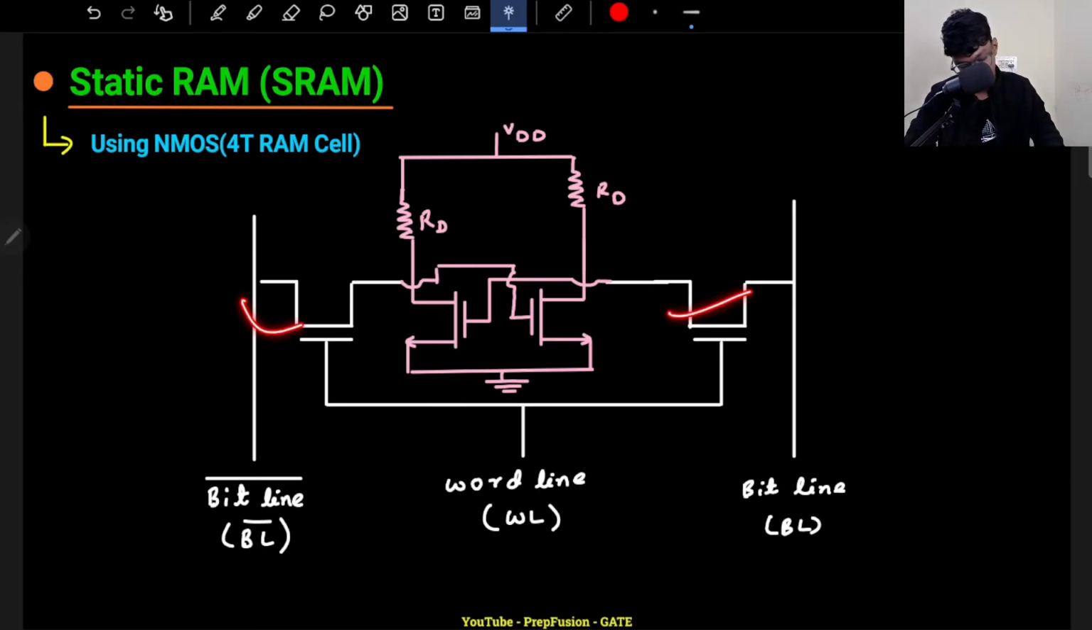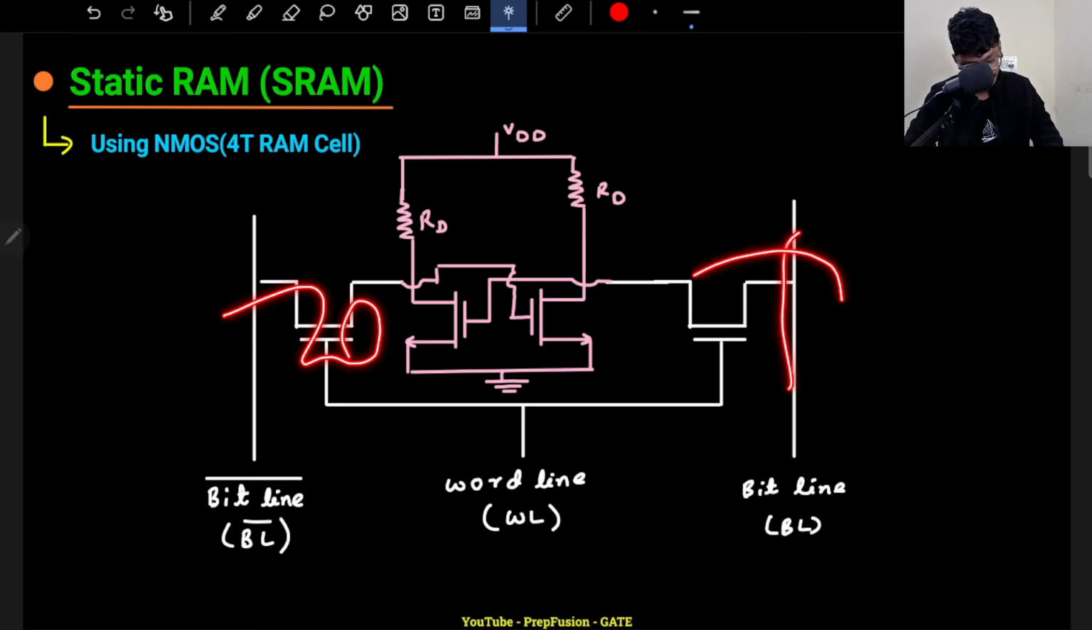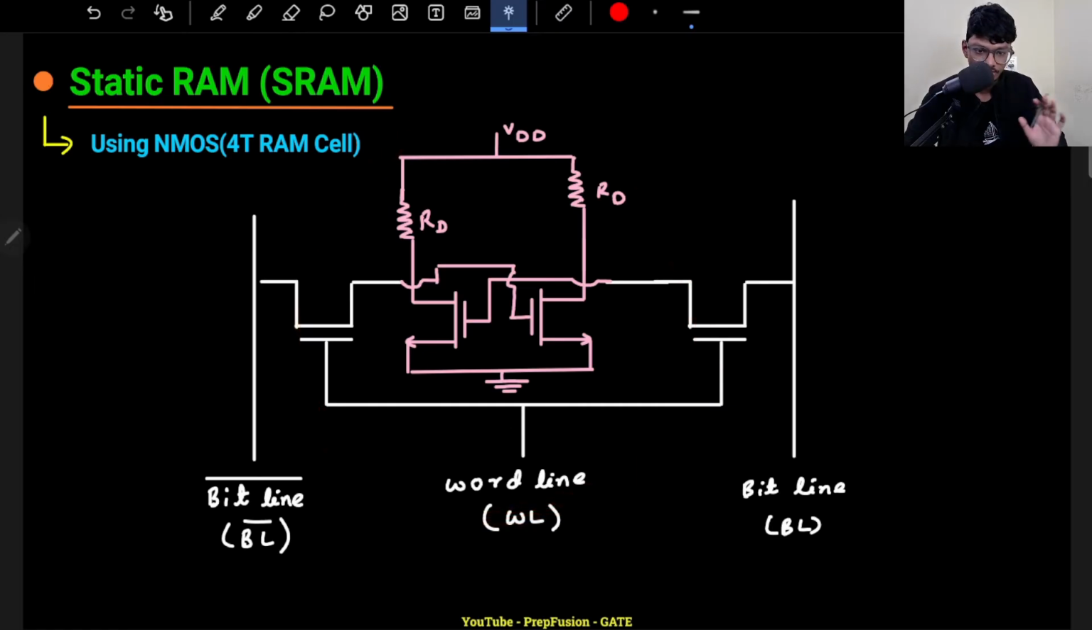All these things are the same. This is bit line, this is word line. These are the same, right? This is simply the pass transistor logic. Whatever I have here, it will pass it. Okay. I hope you understood this point. This is how you implement it.